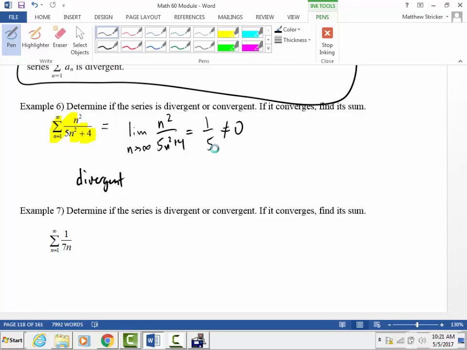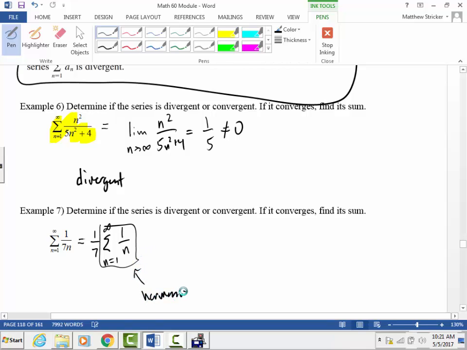Okay. What about this one? Does that look like anything we've done? It looks like the harmonic series. In fact, this is equal to 1/7 times the sum of n equals 1 to infinity of 1 over n. And 1 over n is divergent. This is the harmonic series. So this series is actually divergent as well.